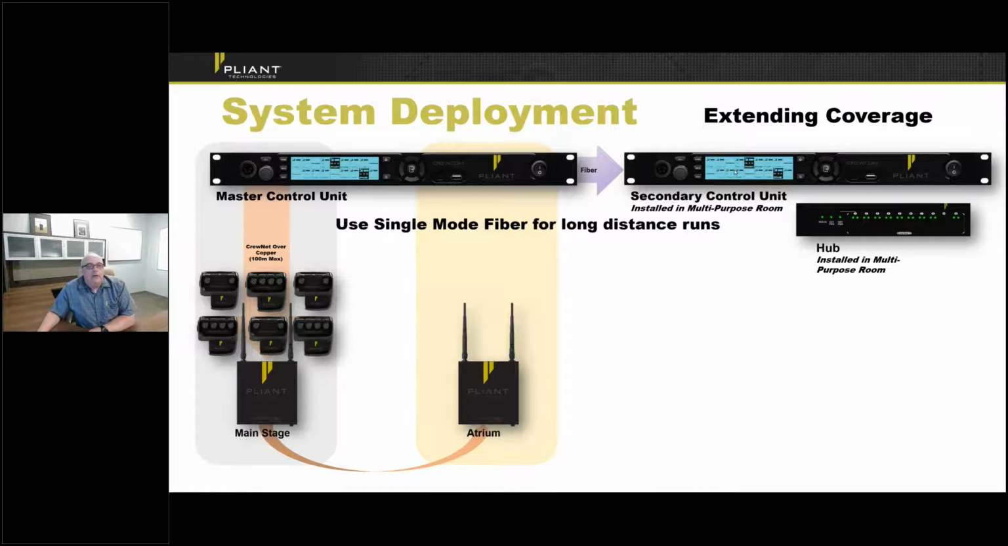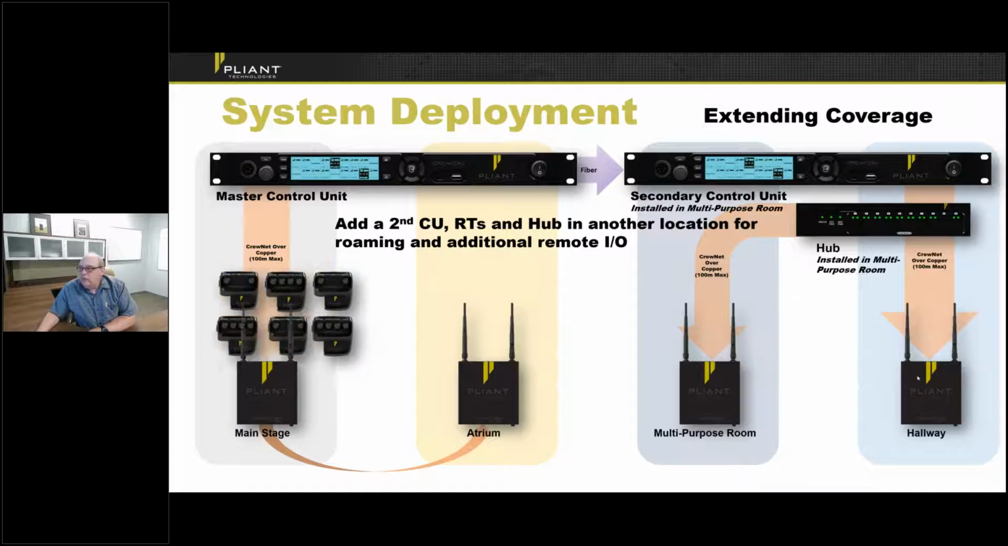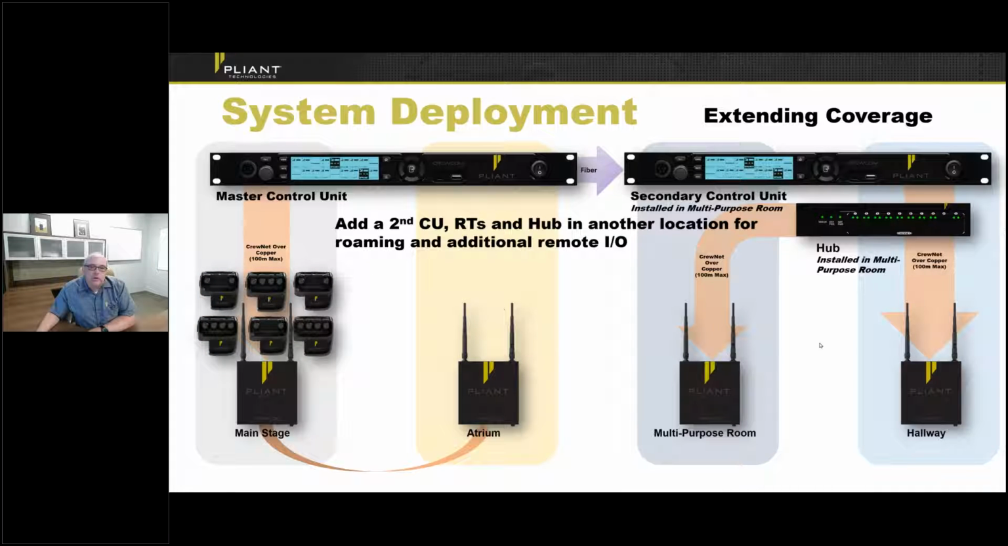But in this case, I add a secondary control unit into a multi-purpose room that's in a different building on my campus. I can run a fiber over to that building, or use an existing fiber or an existing Cat5 if it's less than 300 meters. And then I can put that control unit in that area, connect up a hub, add some more transceivers, and that'll allow me now to roam to any of those locations without having to do anything manually. They'll automatically roam between all those different locations. So that's a good example of that.